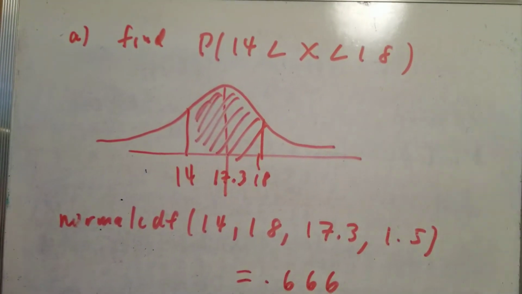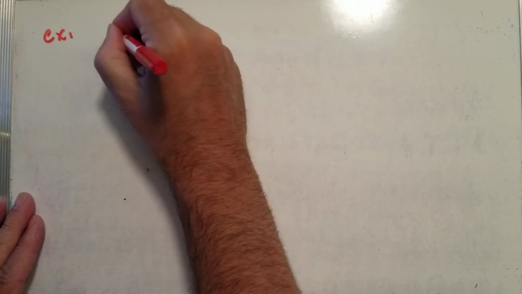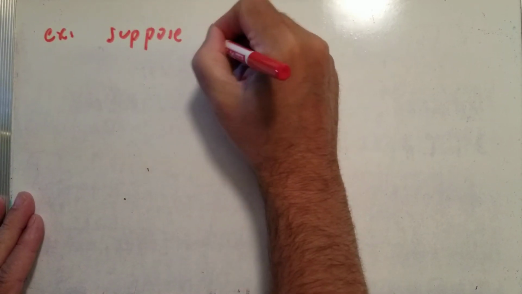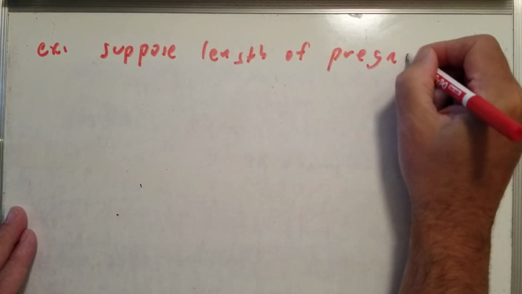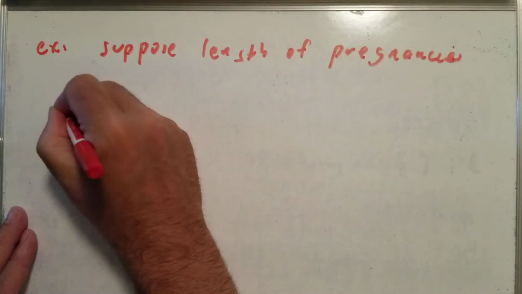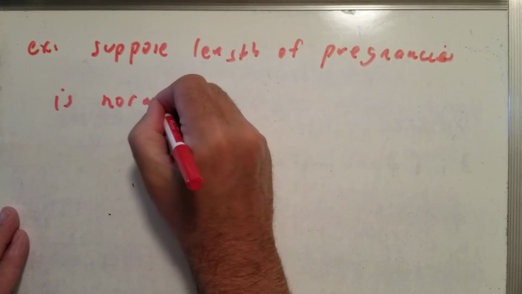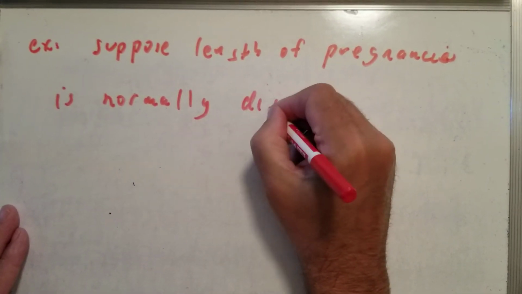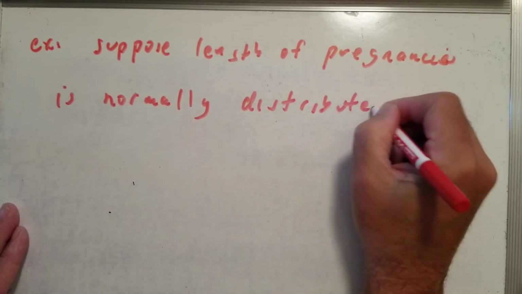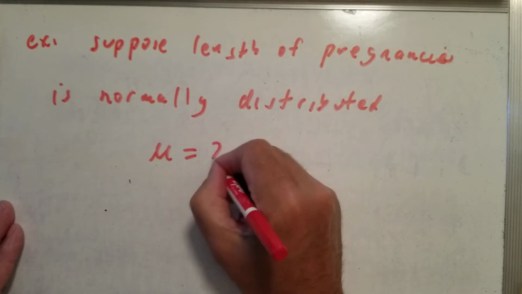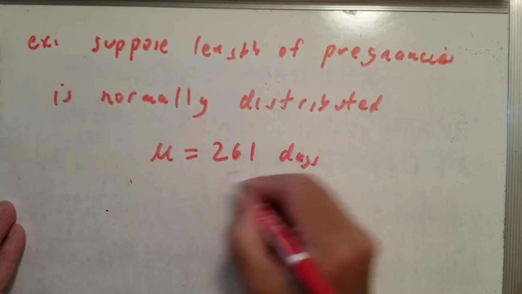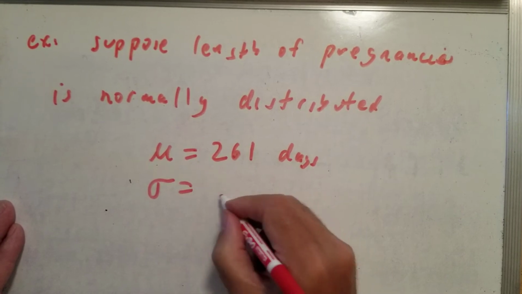Now we can also turn this around by asking a question like this, which you use InvNorm. I think they have a question like this in the homework. So for an example, suppose the length of pregnancies is normally distributed with a mean equal to 261 days and a standard deviation of 5 days.